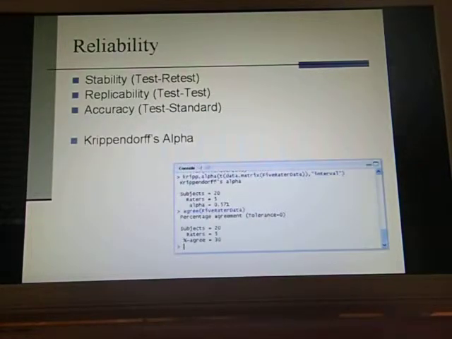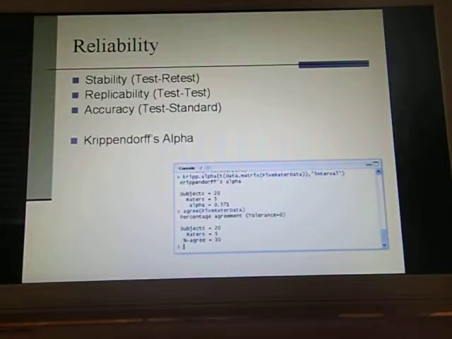And then we talked about reliability. We talked about 3 types: stability, which is the degree to which a process is unchanging over time, and that's a retest situation; replicability, which is the degree to which a process can be reproduced by different analysts working under varying conditions, and that's a test situation; and accuracy, the degree to which a process conforms to its specifications, and that's a test standard situation.